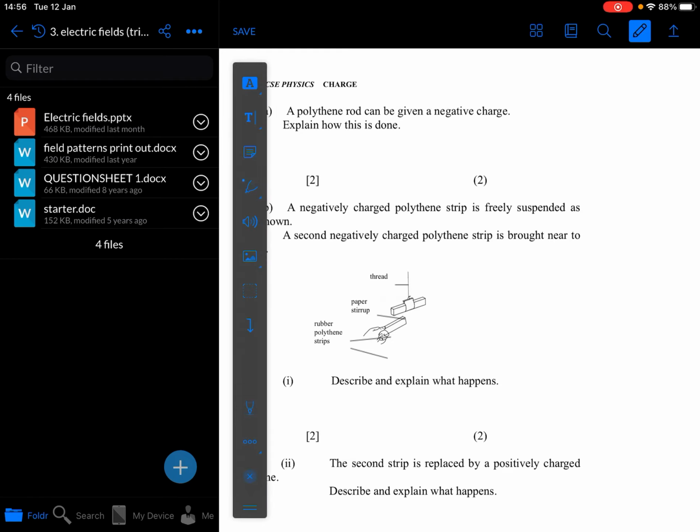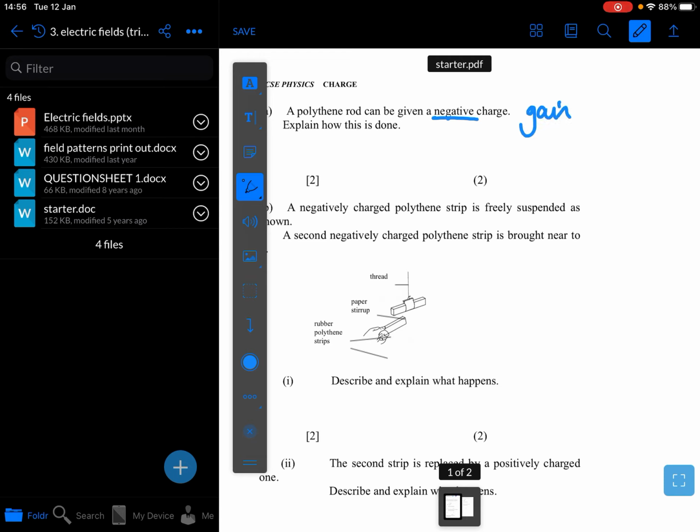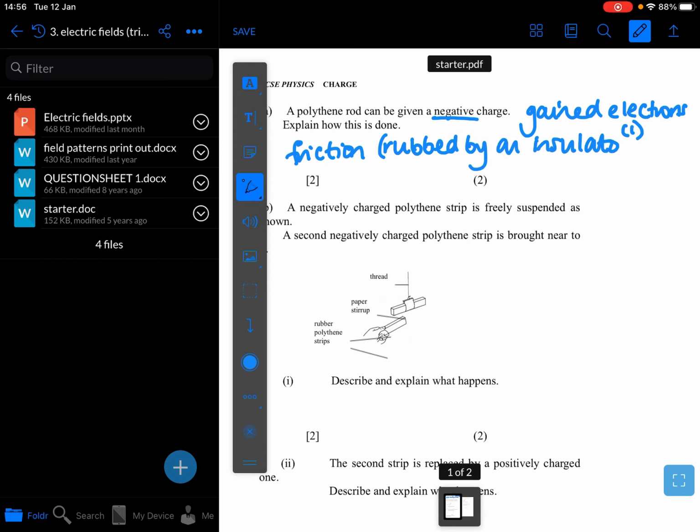So, a polythene rod can be given a negative charge. Explain how this is done. There are 2 marks available here. So to get the 2 marks, you need to talk about the fact that if it has been given a negative charge, then it has gained electrons. Okay, that is the first mark. The second mark is for saying how it has gained electrons. So this is done through friction, normally being rubbed by an insulator. Okay, so given by friction.